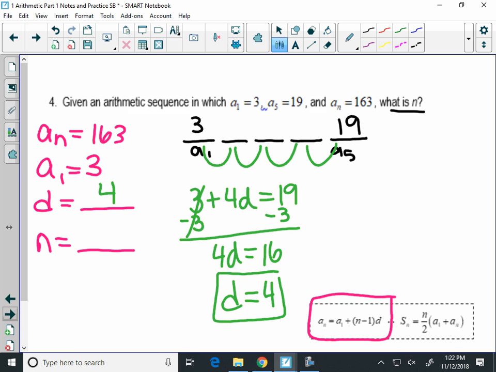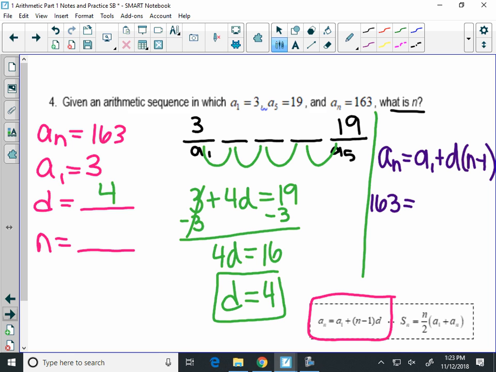Yes, I do. So now let's use our new favorite formula, a sub n, to find the equation. So I'm just rewriting it there so we can see it. So what should go in for a sub n? 163. So 163 equals my first term of 3 plus my difference of 4 times n minus 1. Now again, there are lots of ways to solve this.